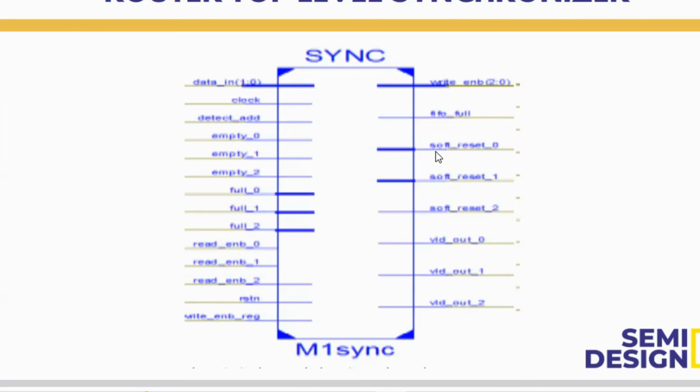I didn't get that. Could you please tell me one more time? Which one? Like write enable. Write enable, that 3 bit. How does it become 3 bit?